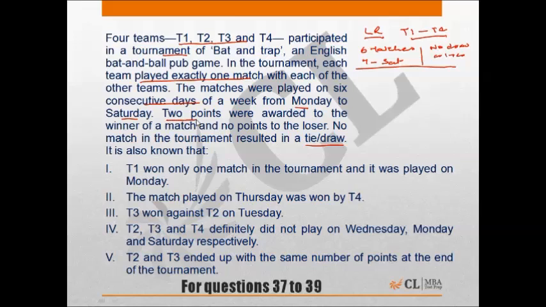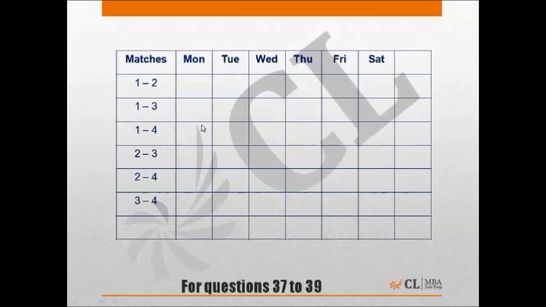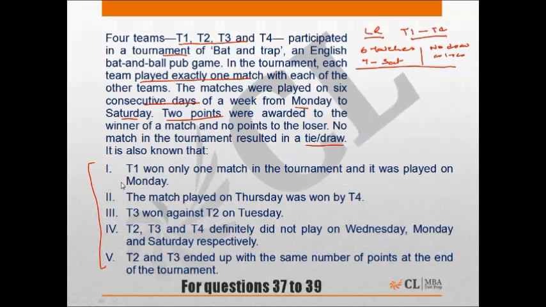And the last thing is 2 points were awarded to the winner and no points to the loser. So obviously when we are looking at this data, we will probably need to make a table. There's data given at the bottom, so we'll keep reading the table data and keep filling the table as we go along. So let's just read the table data.